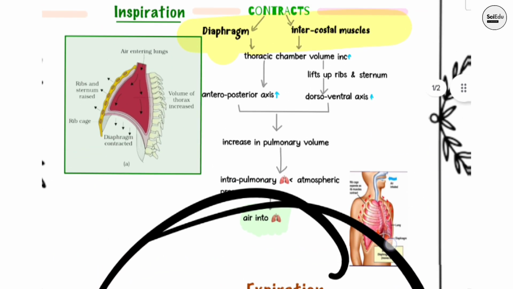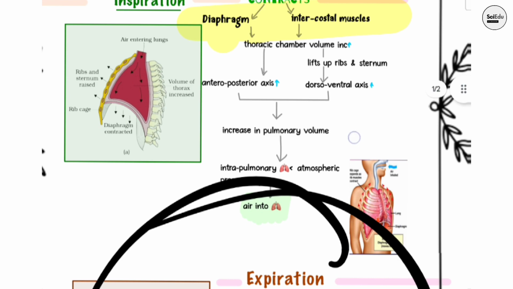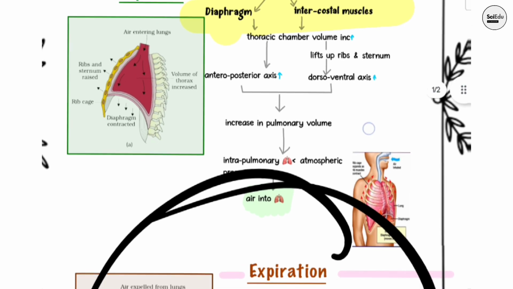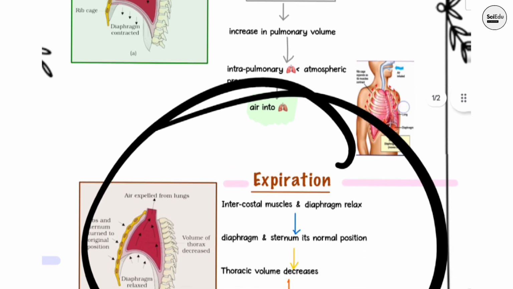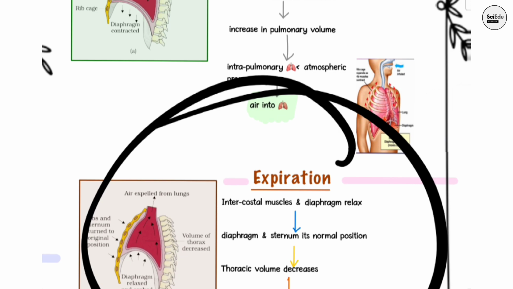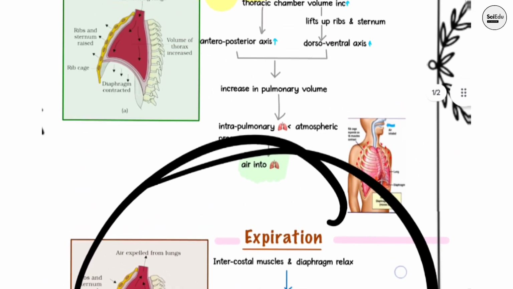Sternum, causing an increase in the volume of the thoracic chamber in the dorsoventral axis. The overall increase in the thoracic volume causes a similar increase in pulmonary volume. An increase in pulmonary volume decreases the intrapulmonary pressure to less than the atmospheric pressure, which forces the air from outside to move into the lungs, i.e., inspiration, Figure 14.2a.